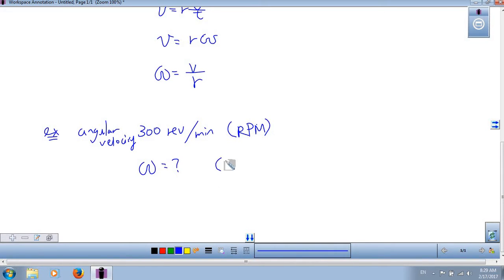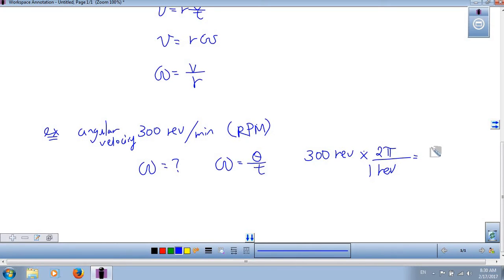Alright, so now let's go back to the formula. Omega is equal to theta divided by t, right? So we have to figure out theta in terms of radian measure, then divide by the time. Here they tell us it's 300 revolutions per minute. Well, each revolution is 2 pi radians. So let's multiply by the conversion ratio, 2 pi radians over 1 revolution. Each revolution is 2 pi radians.